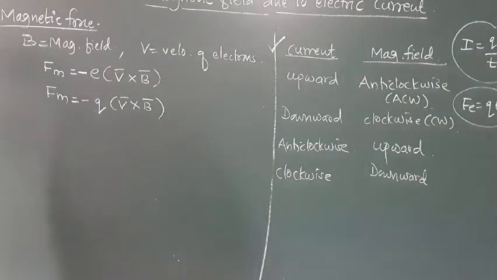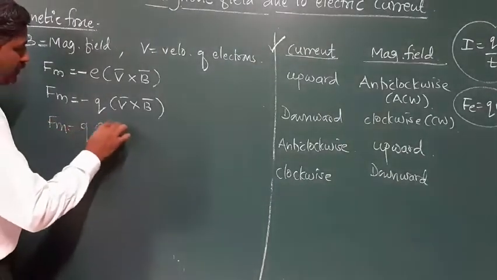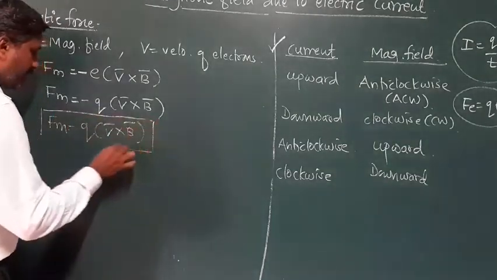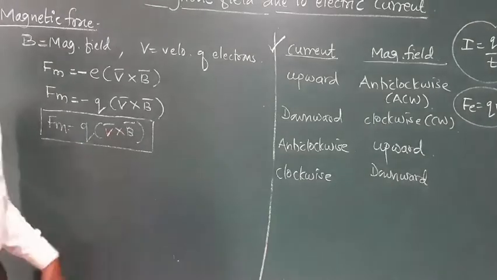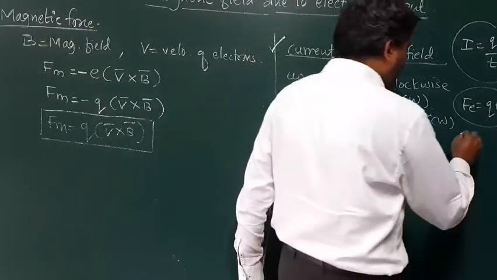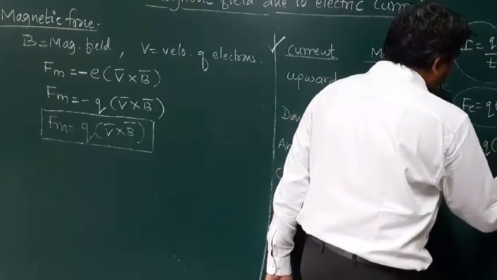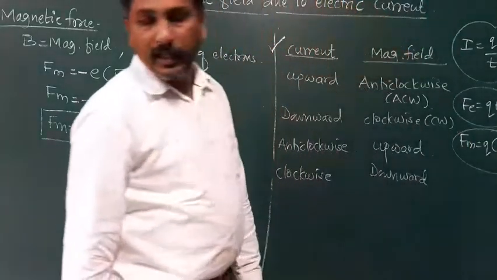In magnitude, in general, for ease and convenience, we can write the magnetic force equals vector V cross vector B. This is my formula for the magnetic force. Fm, that is M for magnetic, F for force, magnetic force equals Q in bracket vector V cross vector B. So I am writing here magnetic force equals Q in bracket vector V cross vector B. This is one more important formula.